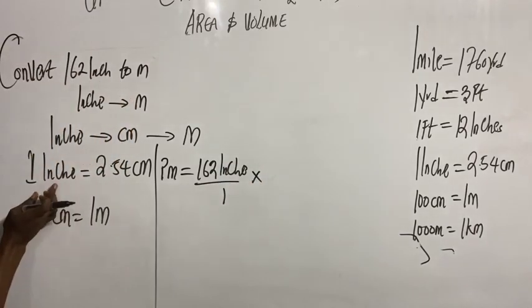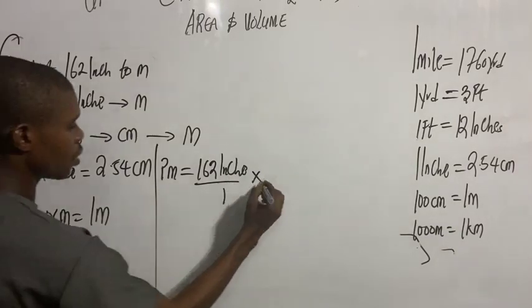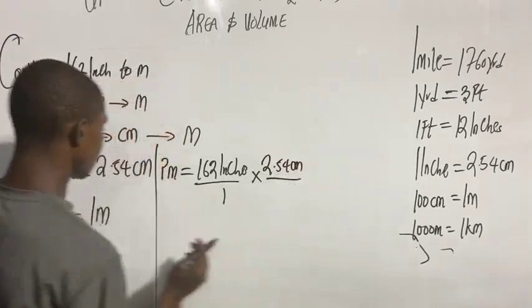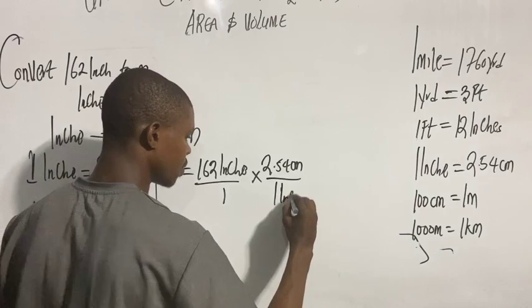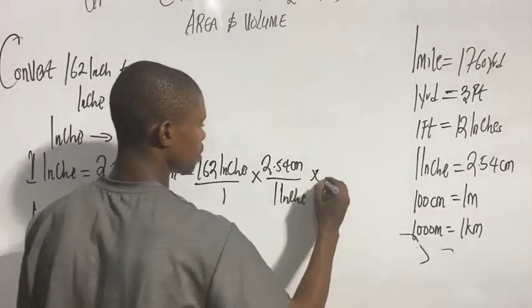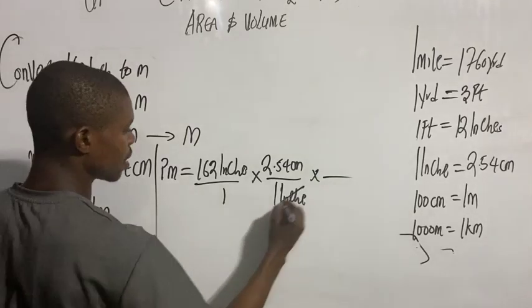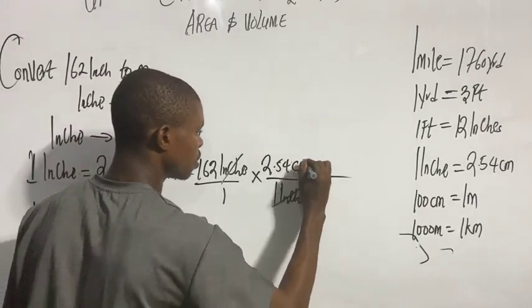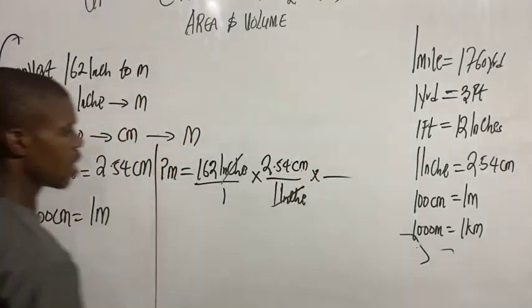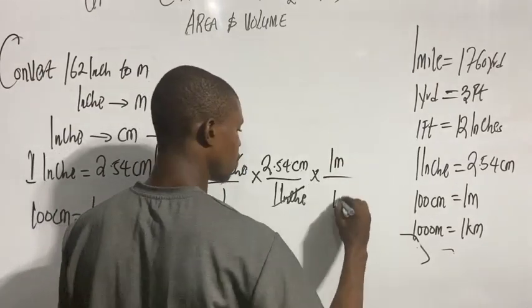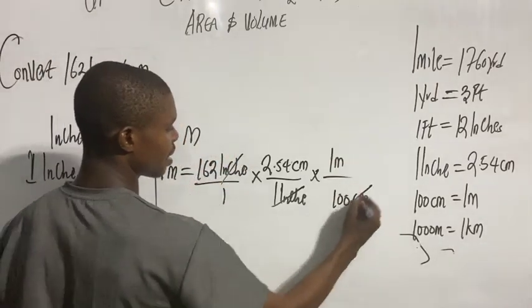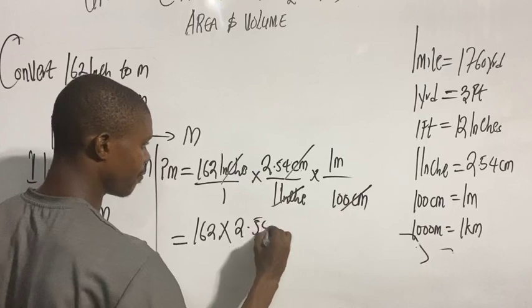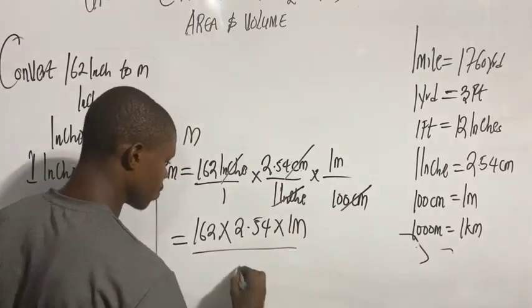If I use the first one here, inch is already at the top, so I'll go to the bottom. So you have 2.54 centimeter, then here I have 1 inch. Times again, now it's not cancelling. Centimeter is already at the top, so this one goes down, and here I have 1 meter over 100 centimeter. So you can see that this and this will cancel out, right? So here I have 162 times 2.54 times 1 meter divided by 100.